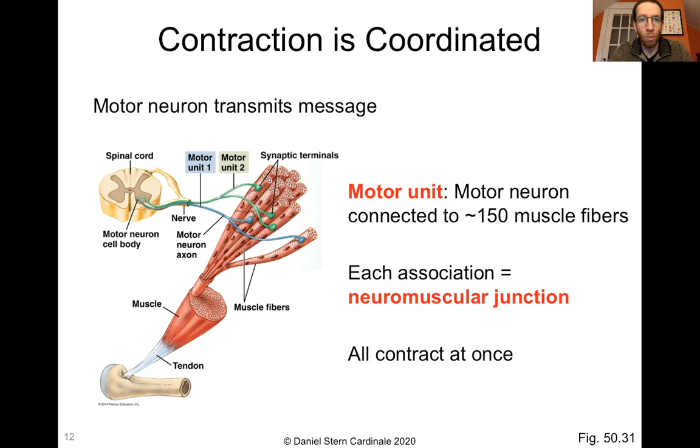Each junction between that motor neuron and the muscle is called a neuromuscular junction. That's just the axon terminal associated with the muscle. So in this figure, this green motor neuron associates with a number of muscle cells. Each of these synaptic junctions is called a neuromuscular junction. And within a motor unit, all of those cells are going to contract simultaneously.